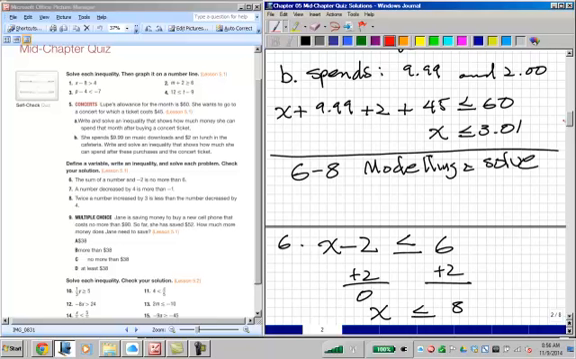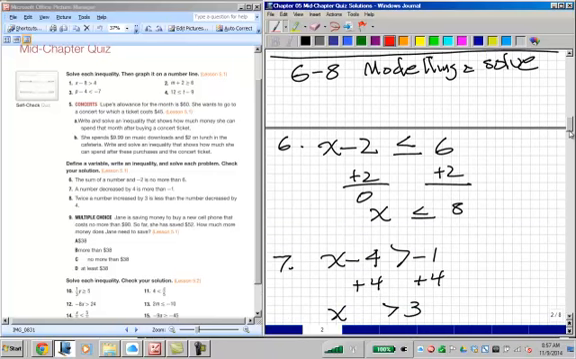Okay, you spend $9.99 on downloads and $2 on lunch. So you add up all your expenditures to x, the unknown, which is the amount of money you have left to spend after spending $9.99, $2, and $45, all of which must be less than or equal to 60, and you have $3.01 left to save.